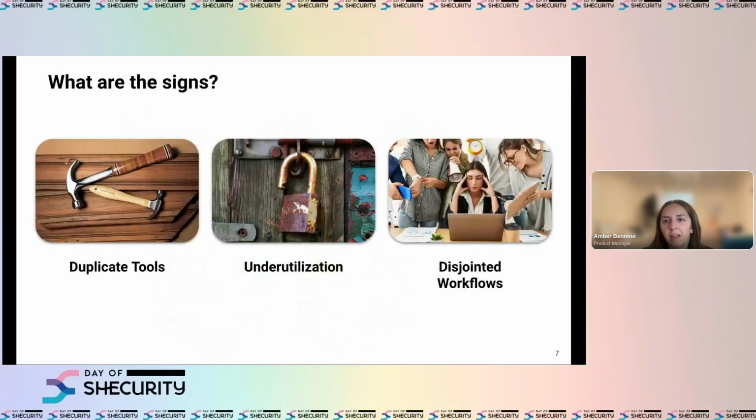So what are the signs? Because now I clearly have scared everyone enough. Let's talk about some good solutions here. So some obvious signs, obviously tool sprawl means that you have redundant tools. So you might have two hammers. One looks kind of different, but they both kind of do the same thing.